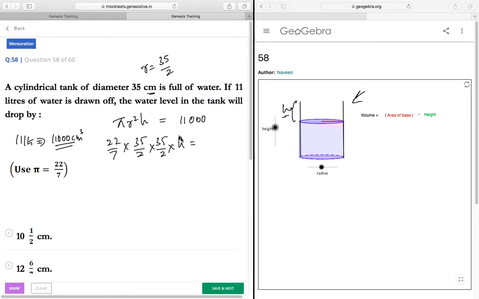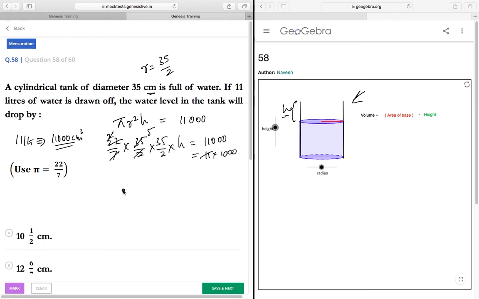Okay, we can easily get the value of h by properly doing the calculation. So be careful with the calculation, that's all. It's 5, and then you have 11 and 22. So I'll write this as 11 into 1000. So 11 two times, it's cancelled.